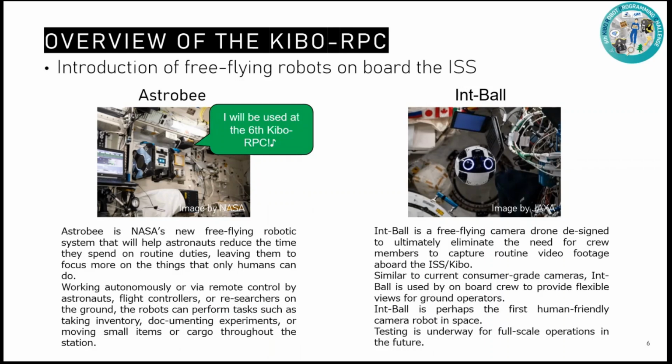Since last year, the two robots are used for the Kibo RPC. Before that, it was only Astrobee. This year, you will have to program and operate Astrobee, while INTBALL will be used as a camera to film Astrobee moving in the ISS during your run. So to summarize, you will write a program for Astrobee, but the two robots will be used.